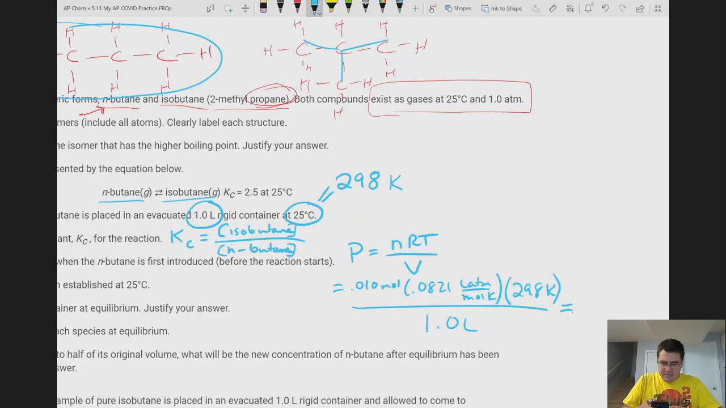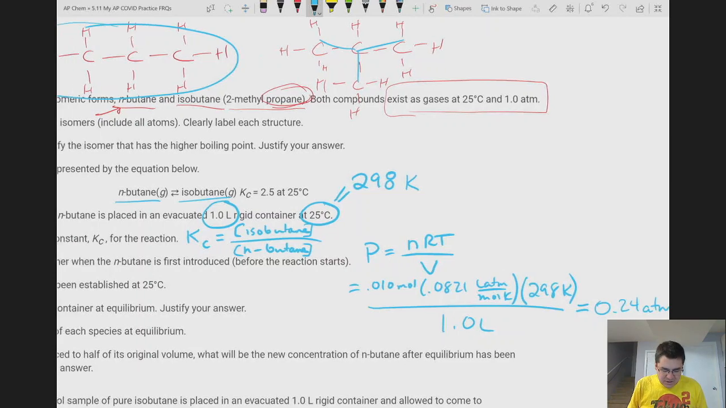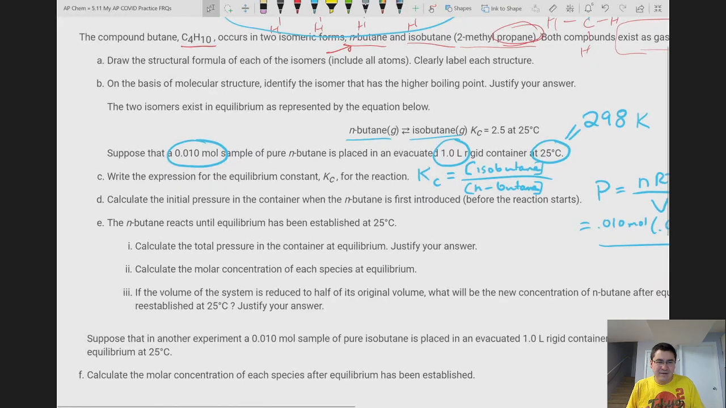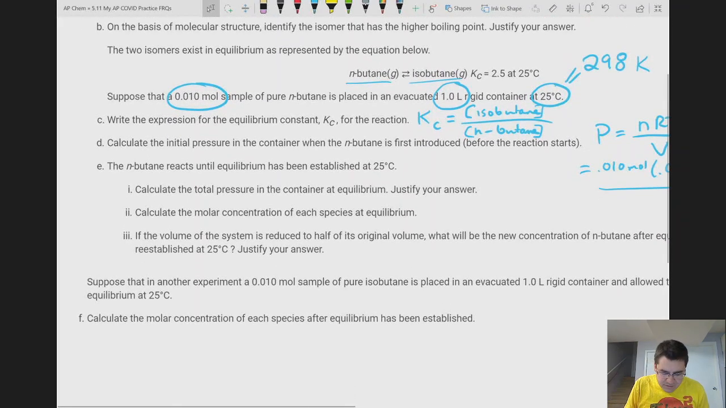Okay, let's see. It's 0.24 atmospheres. Okay, so there's the initial pressure. So we're on to E. The n-butane reacts until equilibrium has been established. Calculate the total pressure in the container at equilibrium.